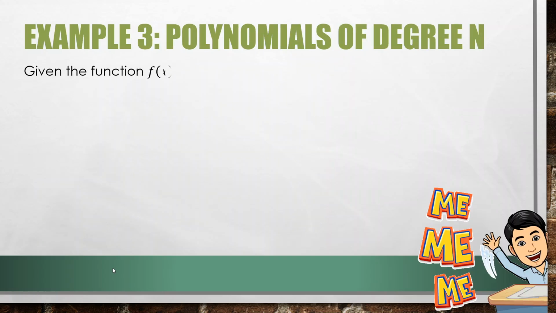So, we have example number 3. This is a polynomial of degree n. Degree n, ibig sabihin, hindi natin alam o pwede ng kahit anong degree yung lalabas dyan. Depende kung ano yung pinaka mataas na exponent. So, this is the given. We have given the function f of x is equal to 3x to the 5th power minus 2x raised to the 4th power plus 7x to the 3rd power minus 3x squared plus x minus 8 at x is equals to negative 1.